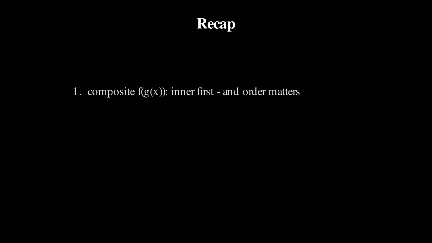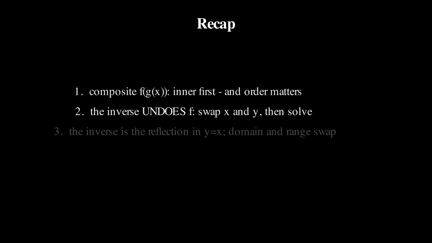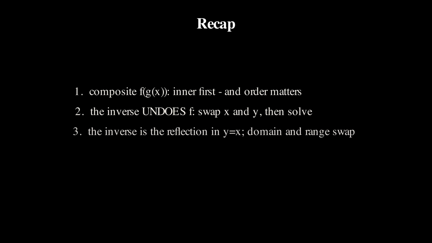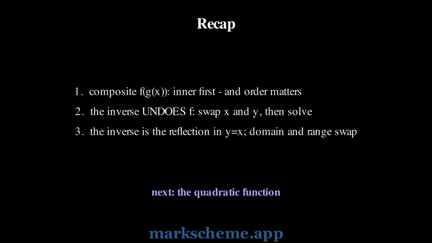And that is SL 2.5, fully covered. Composite functions, and why the order matters, the identity function that does nothing, the inverse as an undo, its reflection in the line y equals x, how to find it by swapping x and y, and the way domain and range trade places. Next in the course, we turn to the single most examined curve in the whole syllabus, the quadratic function.